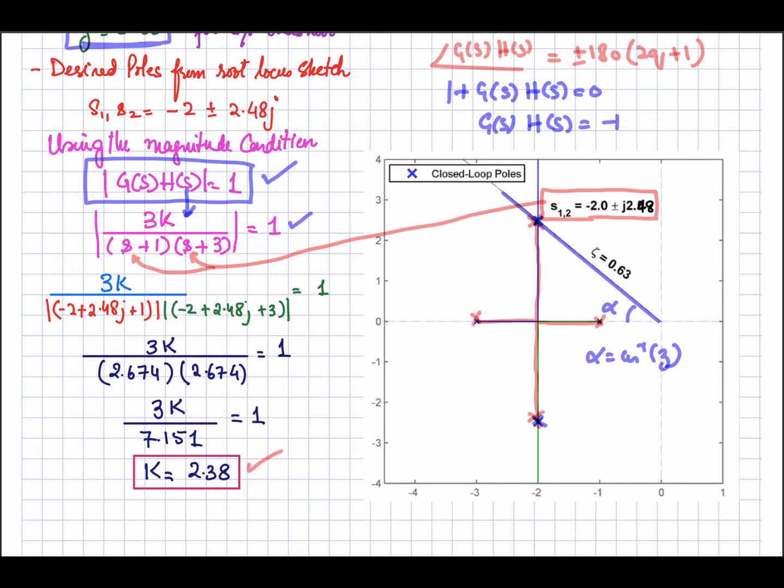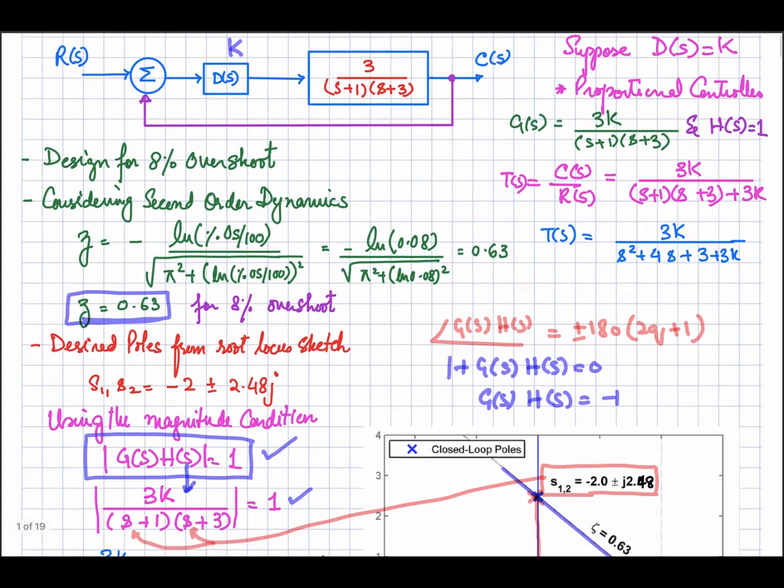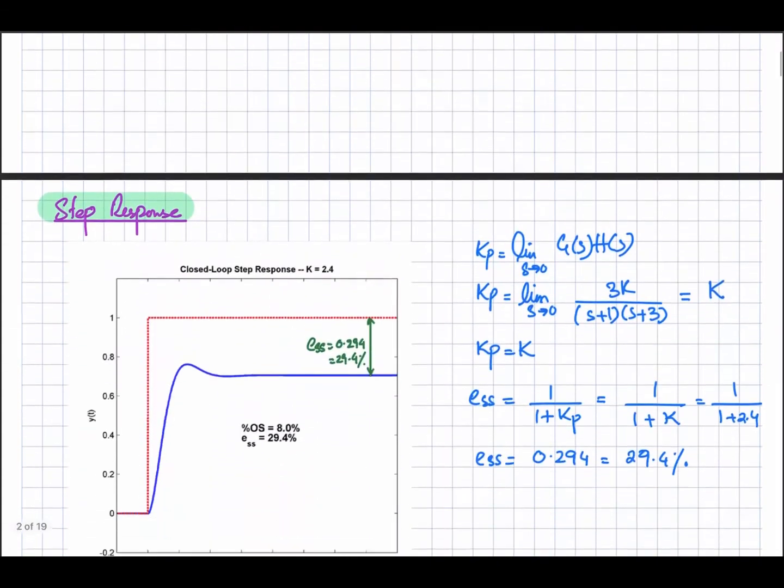That is, zeta is equal to 0.63, and the overshoot at that point will be nearly equal to 8%, because we have calculated zeta for the required overshoot, that is this one, right? So we can tune this proportional controller, we can set this gain k according to the given specifications. So we can get the required response.